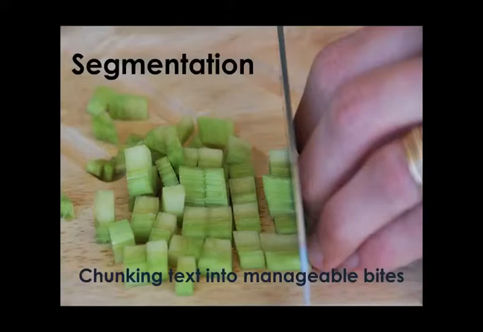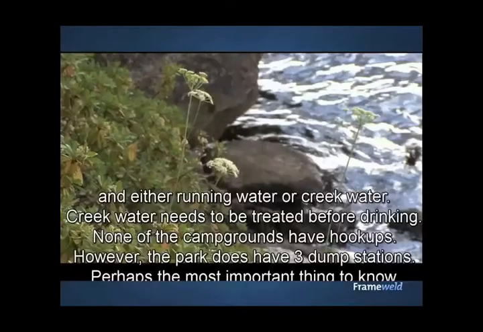So the goal in effective segmentation is to create caption segments that are easily digestible, readable without requiring lots of effort on the part of the user. So it's a matter of chunking our text, similar to how the celery here is being chunked. So you want to keep several things in mind when it comes to segmentation.